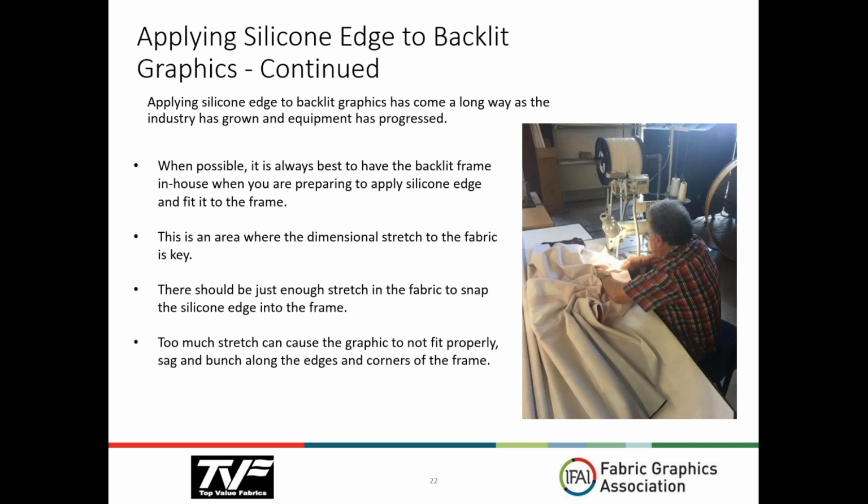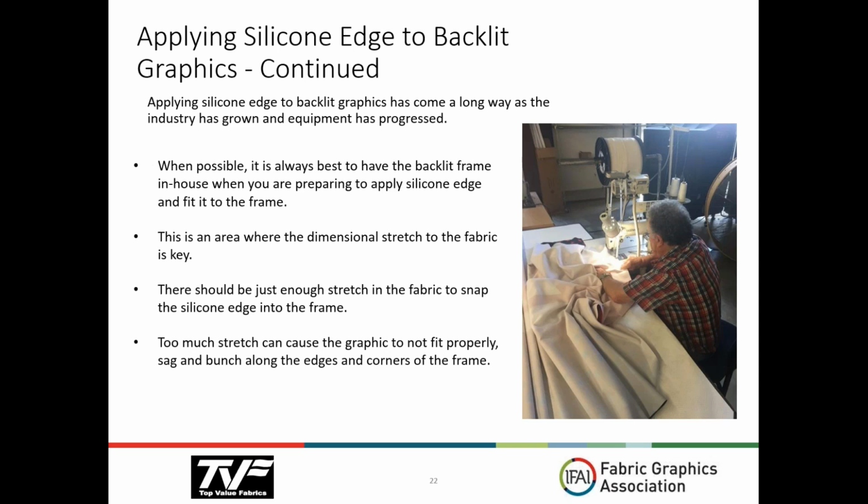Now we'll get into sewing silicone edge on backlit graphics. This particular photo here, you see a gentleman hand sewing. This is a Brother sewing machine with a SEG feed, which is the roll that you see at the top, the silicone edge. And as I mentioned, when possible, it's always best to have the backlit frame in-house while you're preparing to apply the silicone edge to fit into the frame, because that way you're going to ensure that graphic fits tightly. Once you deal with various frame systems, you're going to know where you need to be on the cut and sew end to make sure that the fabric fits in tightly.